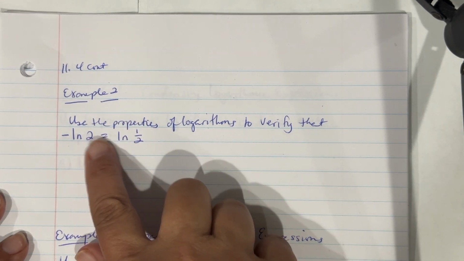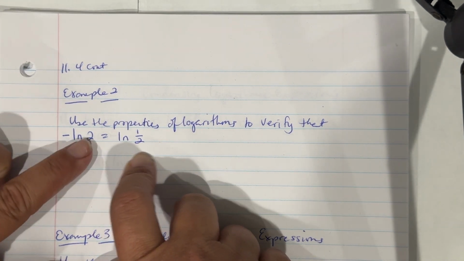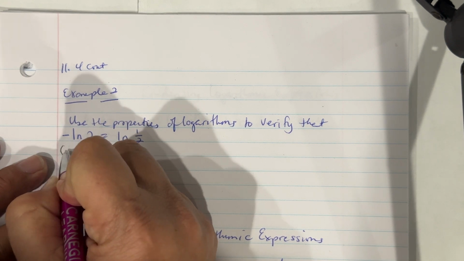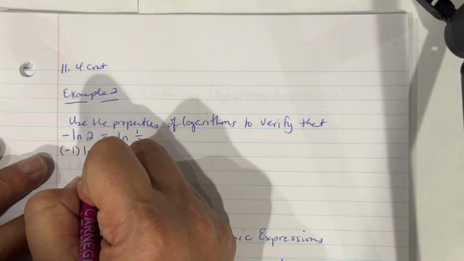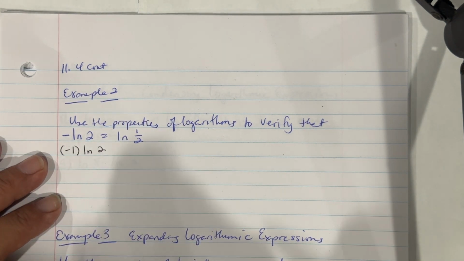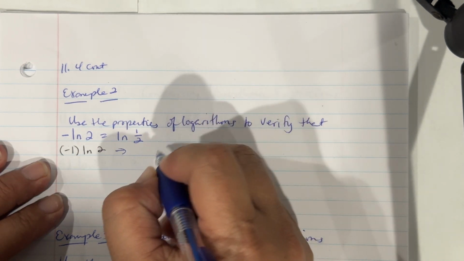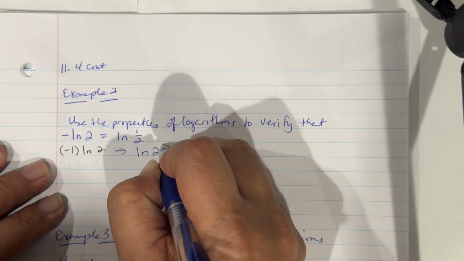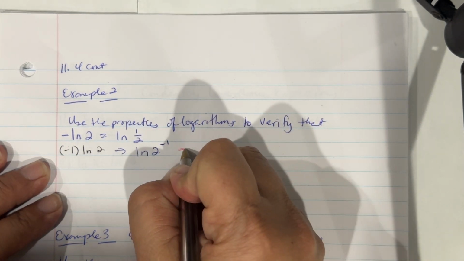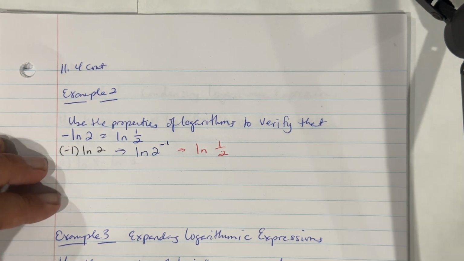Example 2 says they want us to use the properties of logarithms to verify that negative ln of 2 is the same thing as saying ln of 1/2. So first thing, we're going to write this as negative 1 times the ln of 2, to give us an exponent. This will then say that if we're applying our property rules, we're going to write it as ln of 2 to the negative 1 power, which then actually is ln of 1/2.